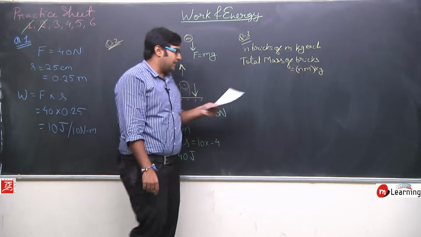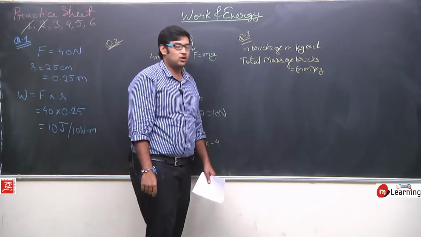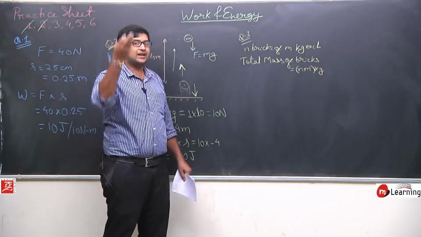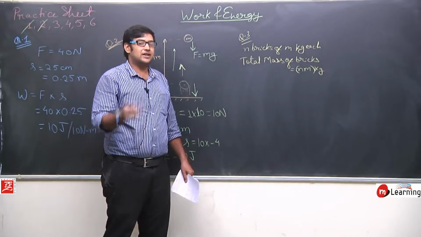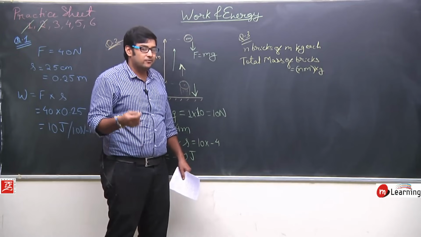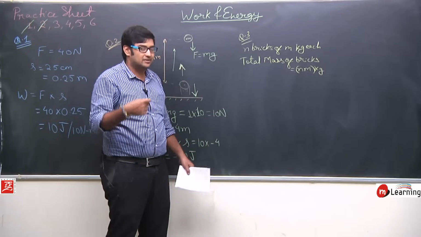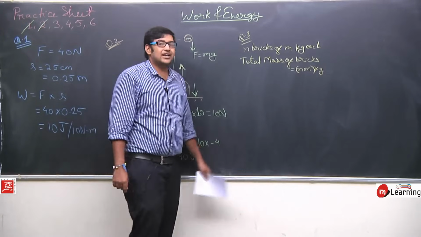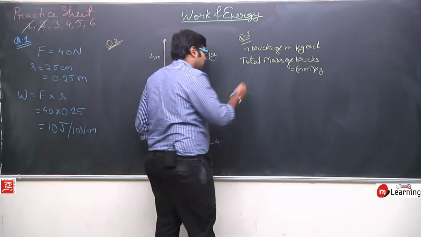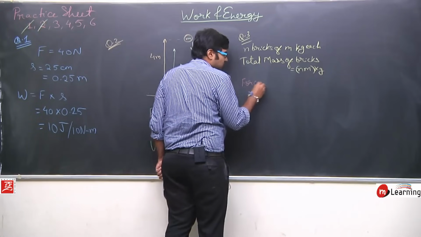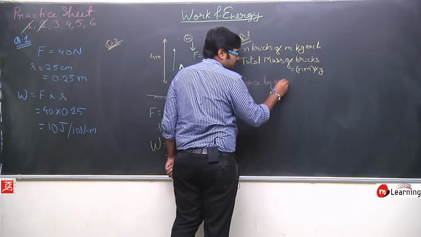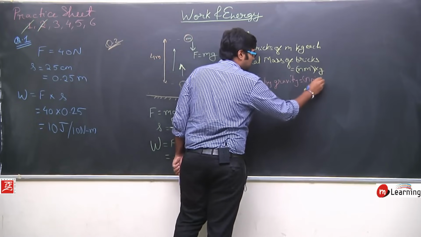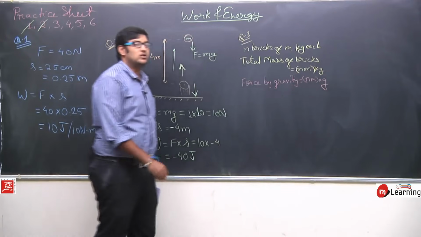Now this man carries N into M kg block, or N blocks of mass M, to a height of h by climbing a ladder. Okay, so definitely he is climbing a ladder. There is a force due to gravity, and there is a force that the man has to apply against the gravity. Now the force by gravity will become N into M into G.